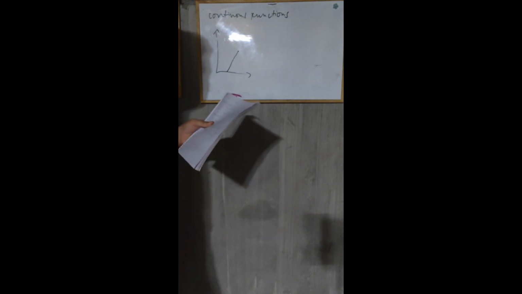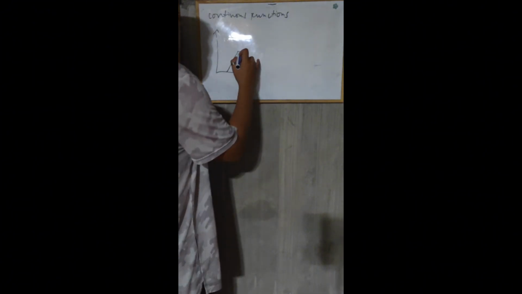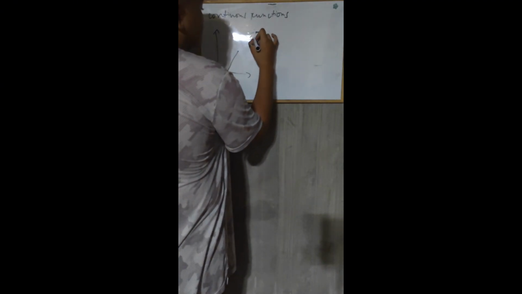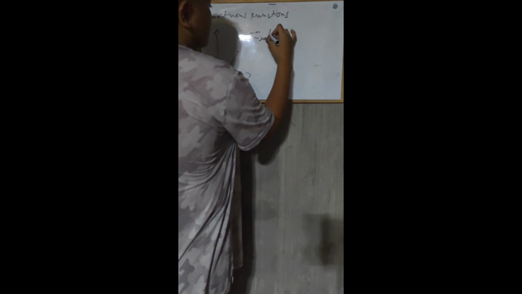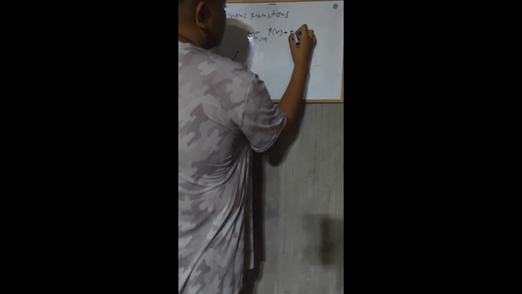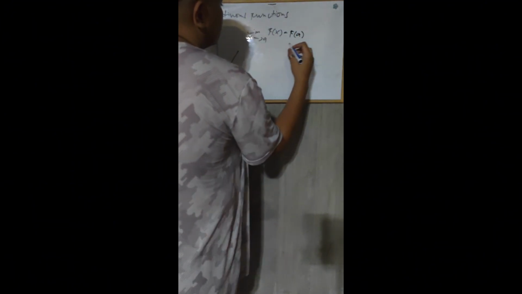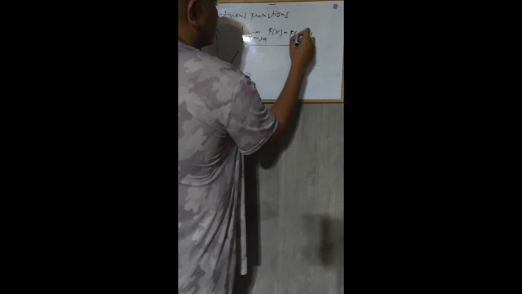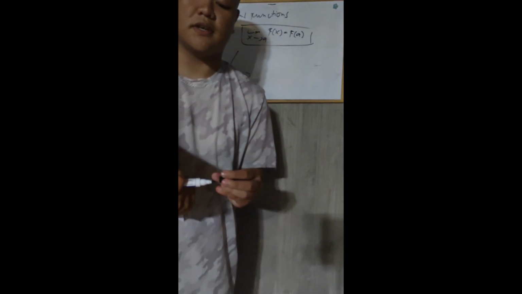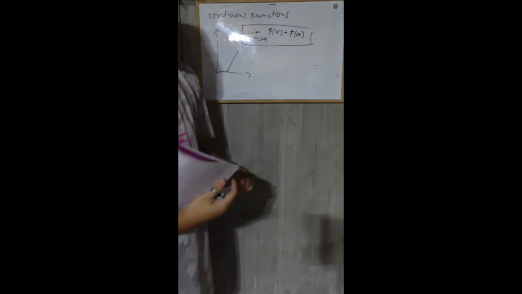So at x equals a, we're going to have something like the limit as x approaches a of f of x equals f of a, and that's pretty much it. That's what we call a continuous function.